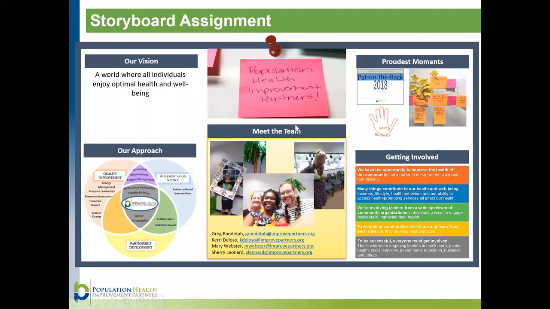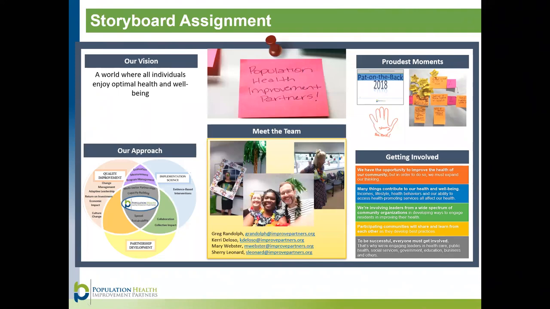All right, so next we have a storyboard assignment. I know some of you have probably been in other collaboratives where you've had to do a storyboard. They're so helpful for all of us to get to know each other and for you to even get to know your own team. So this is one our partner Sherry put together for us. And as you can see, it includes our vision for our team and our approach to that work and our title and what things we were proud about.